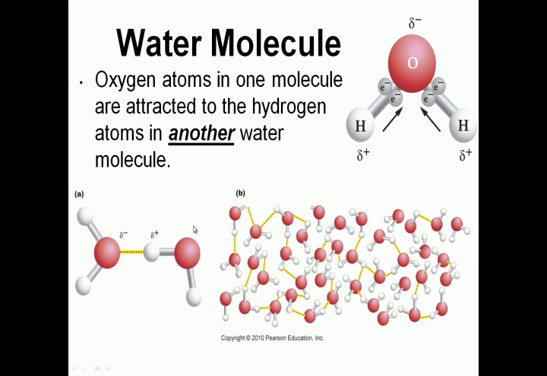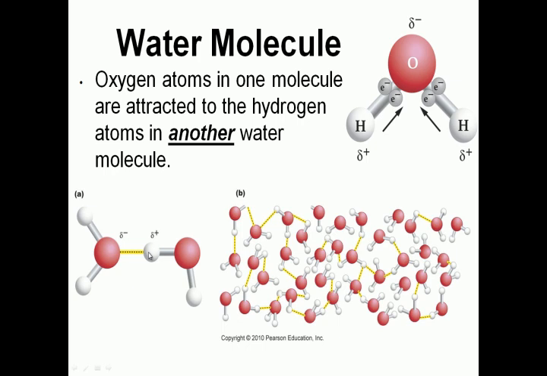So we see, look over here in part A of this figure, that a negatively charged portion of one water molecule is attracted to the positively charged portion of another water molecule. And the bond, shown in yellow with a dashed line here, that connects this oxygen, the negatively charged portion of this water molecule, and the hydrogen, the positively charged portion of this molecule, is known as a hydrogen bond. So hydrogen bonds connect one water molecule to another water molecule. It's important to note that covalent bonds hold water molecules together, but hydrogen bonds form between two different water molecules.